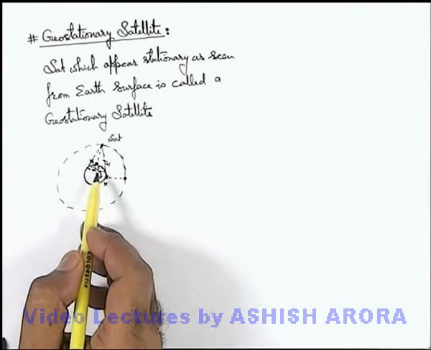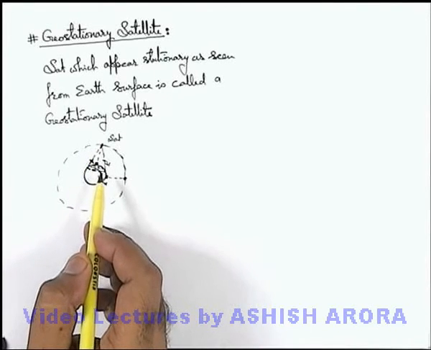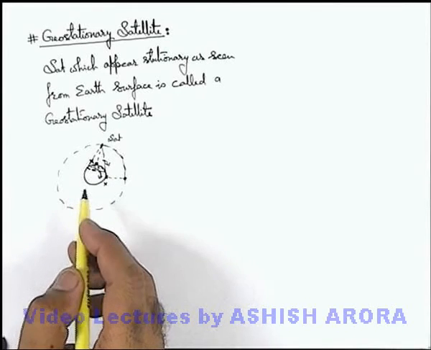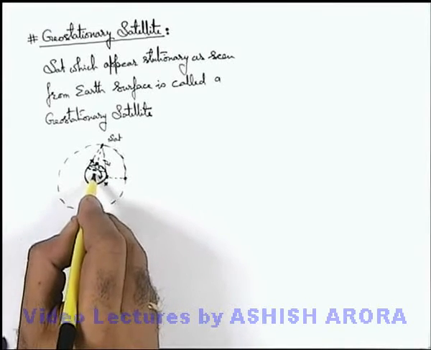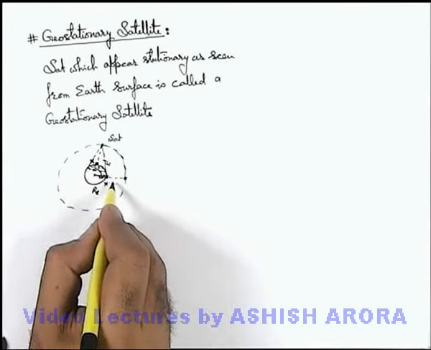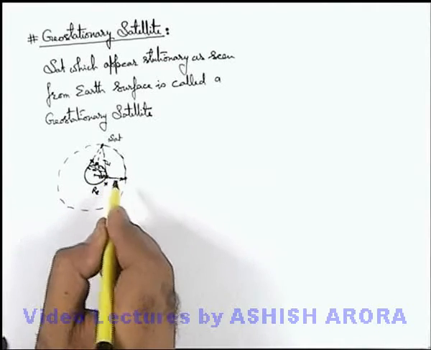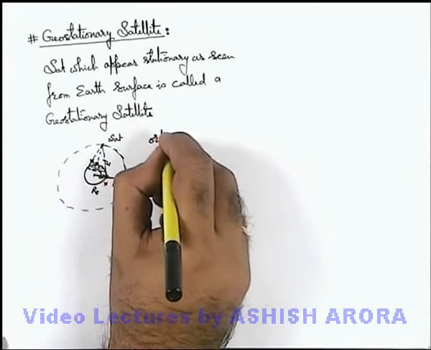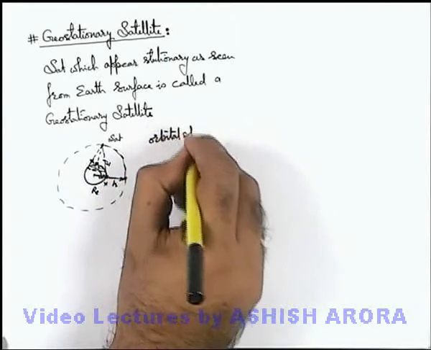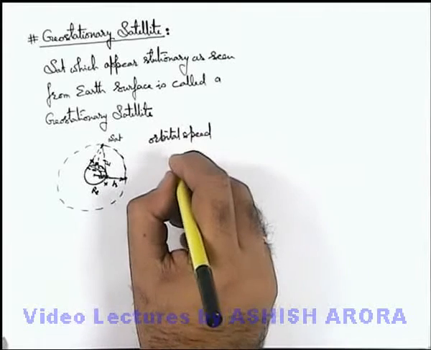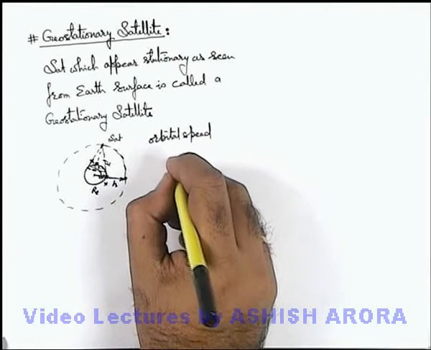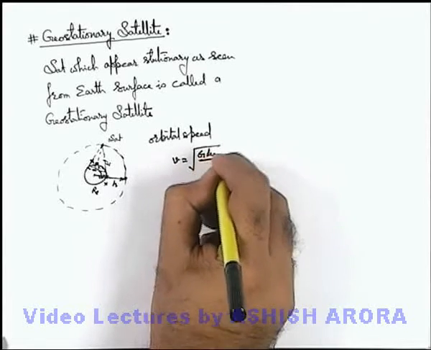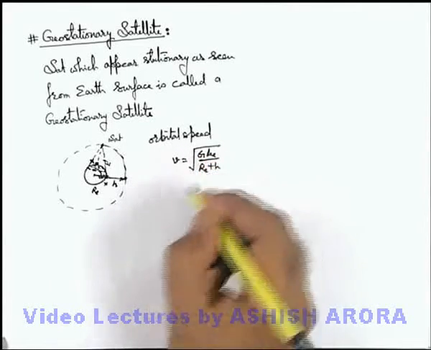And in this situation, if we wish to find the orbital speed of a geostationary satellite, if Earth's radius is RE and the geostationary satellite is located at a height h above the Earth's surface, the orbital speed can be written as V equals root of GME over RE plus h.